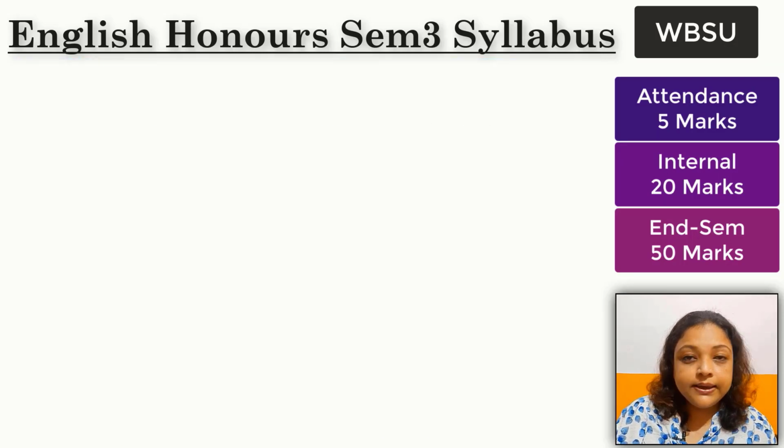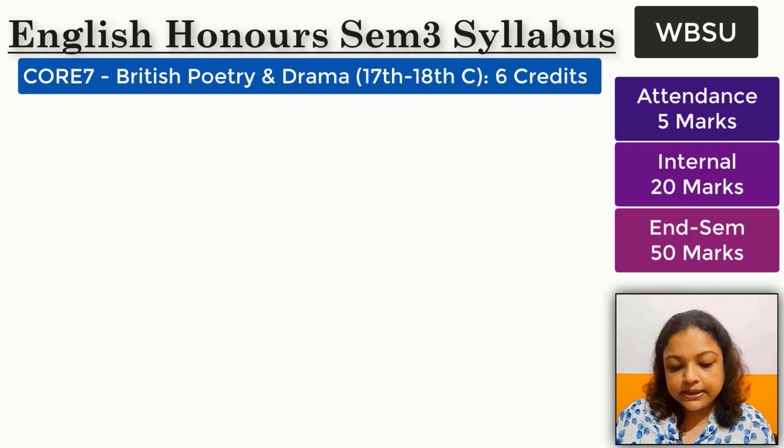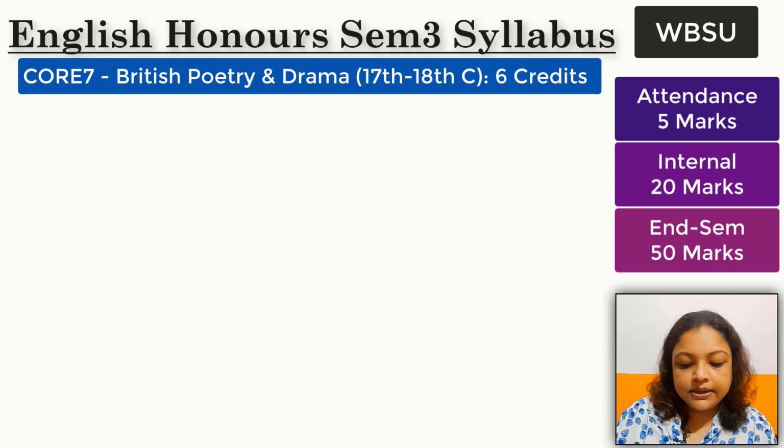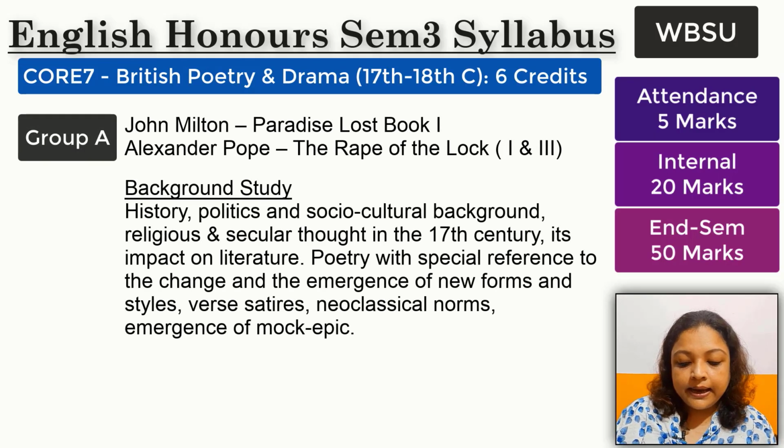Anyway, now coming to the next core, Core 7. In Core 7, you have different kinds of topics for background study. And this paper is entirely on 17th and 18th century British poetry and drama. Here you have John Milton's Paradise Lost Book 1 and Alexander Pope's The Rape of the Lock.